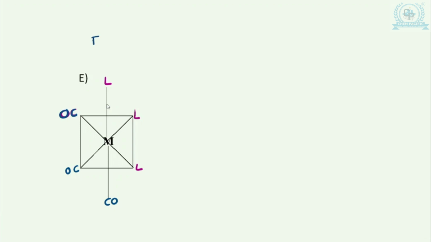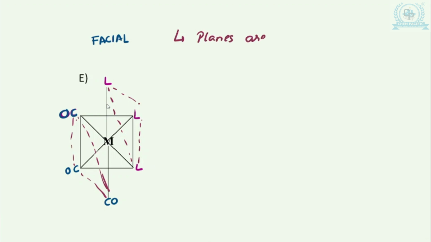ठीक है, तो ये जो facial geometry है, जहाँ पे all the similar ligands they are actually adjacent to each other, और अगर आप ये तीनों ही similar ligands को join करते हो, this is very important, that will result to one plane. Let me explain this to you. ठीक है, तो अगर आप तीनों ही similar ligands को join करते हो, that will result in the formation of a plane. Now you can see that these two planes, the planes are parallel to each other.